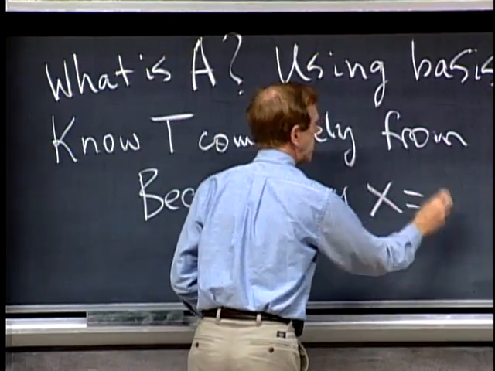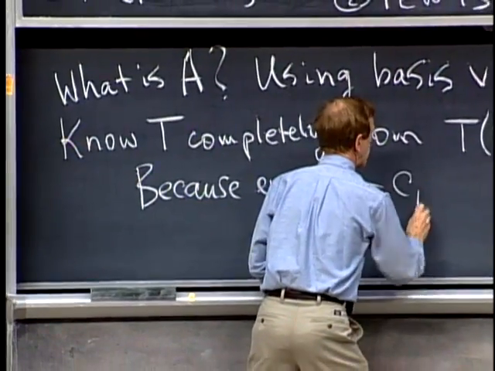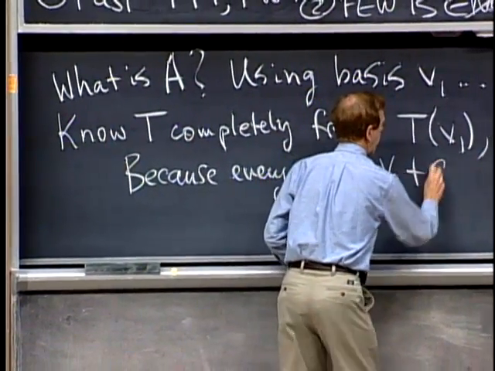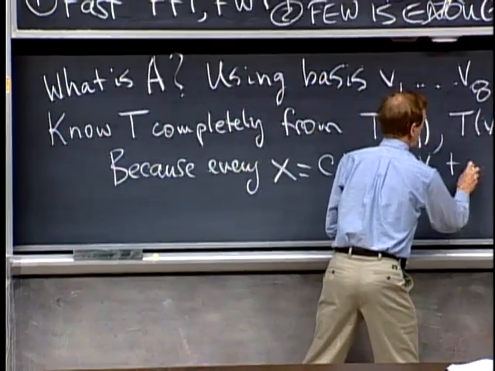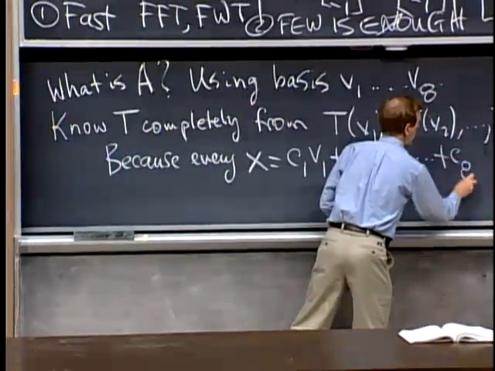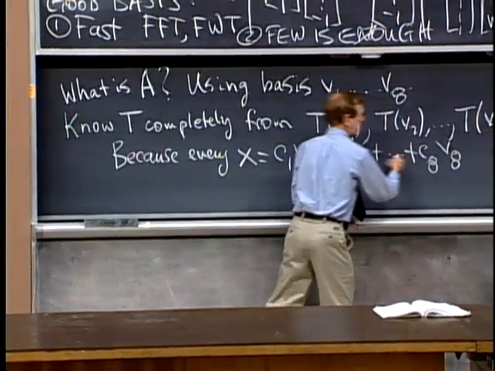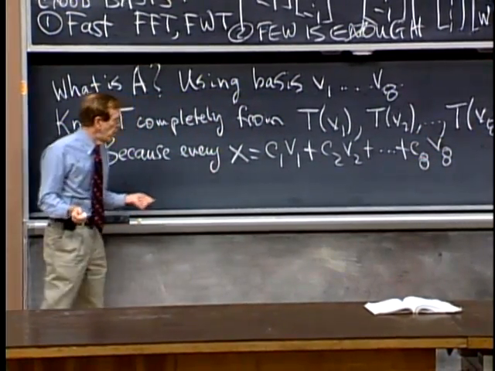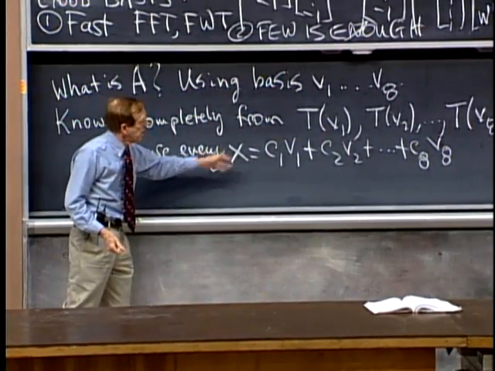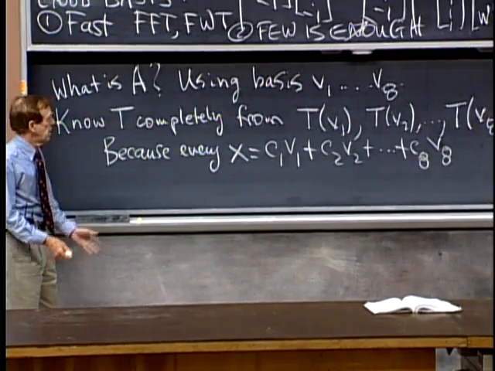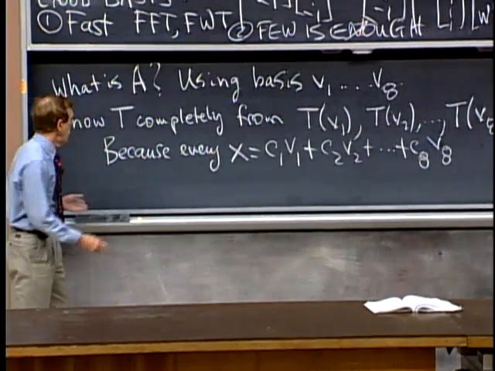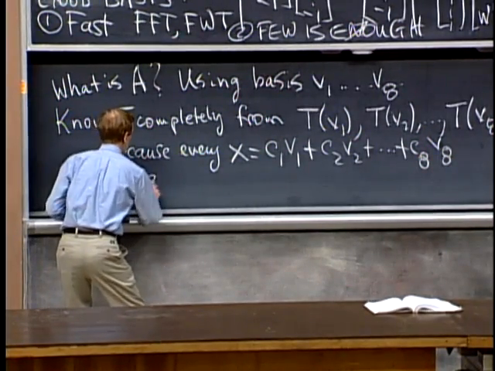x is some combination of these basis vectors, right? C1 V1, C2 V2, C8 V8. They were a basis. That's the whole point of a basis, that every vector is a combination of the basis vectors in exactly one way. And then, what is T of x?